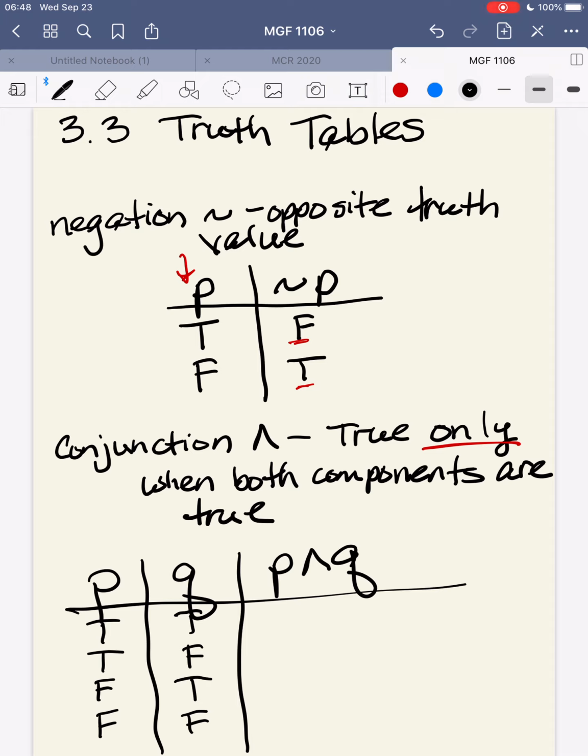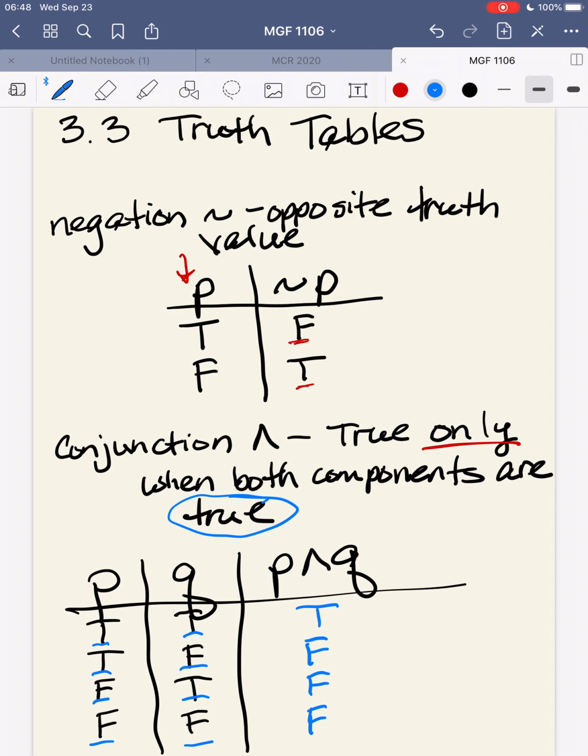Now remember, we got to go ahead and look at our "and," okay? It's true only when both components are true. So if P is true and Q is true, then P and Q must be true. If P is true but Q is false, they contradict each other, so it's going to be false. If P is false and Q is true, that's also going to be false. If P is false and Q is false, remember it's true only when the components are both true, so this is also false.